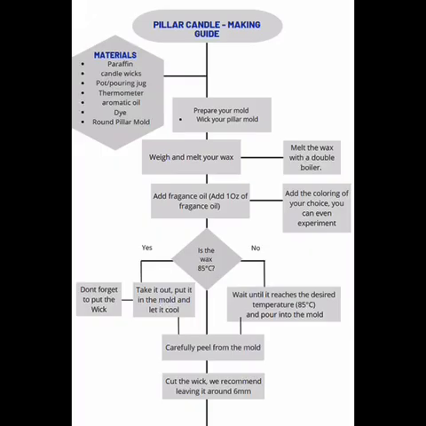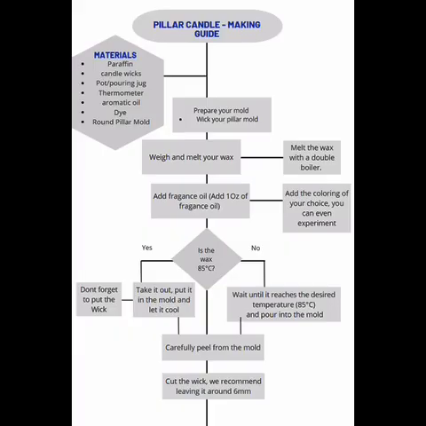Process of pillar candle. First, gather your materials: paraffin wax, candle wicks, a pot of boiling water, thermometer, aromatic oil, dye, and a round pillar mold. Start by preparing your mold and inserting the wick.